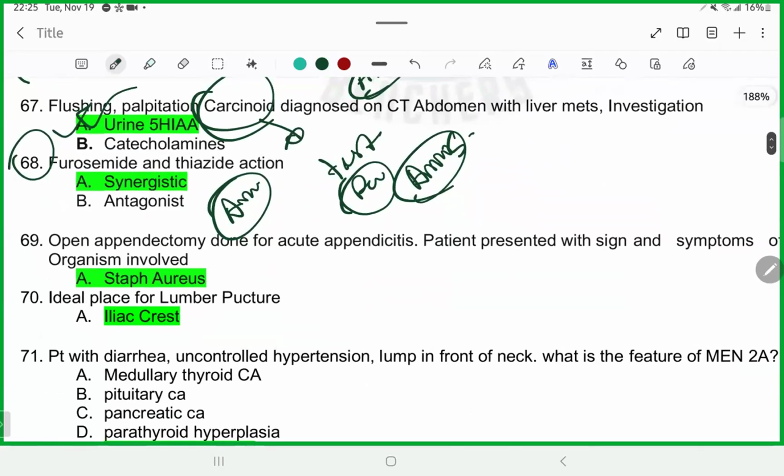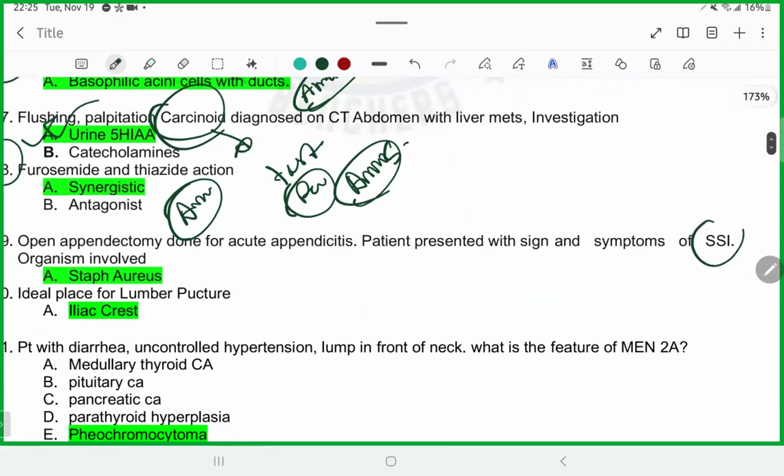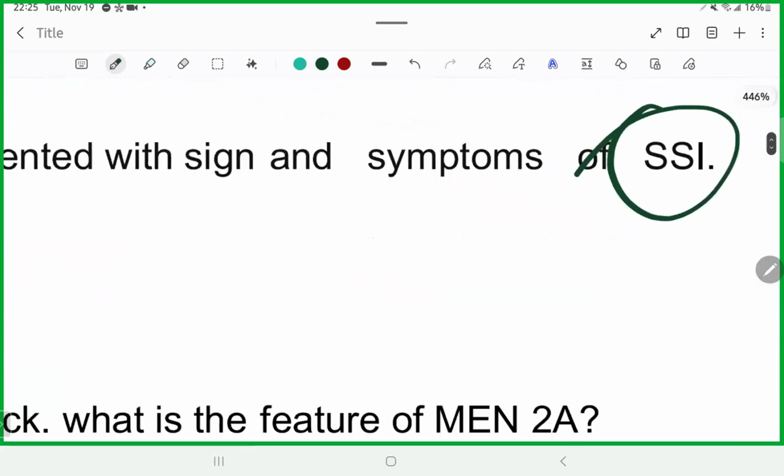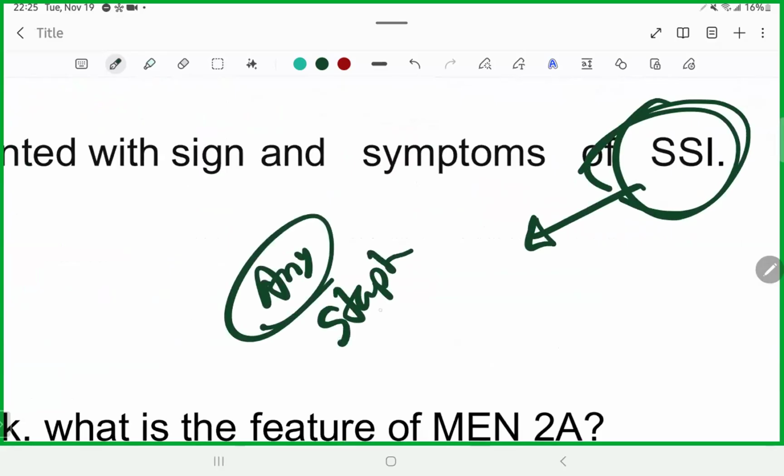Synergistic action. Open appendectomy done for acute appendicitis. Patient presented with signs and symptoms of surgical site infection. Remember, any surgical site infection: Staph aureus is the most common cause.